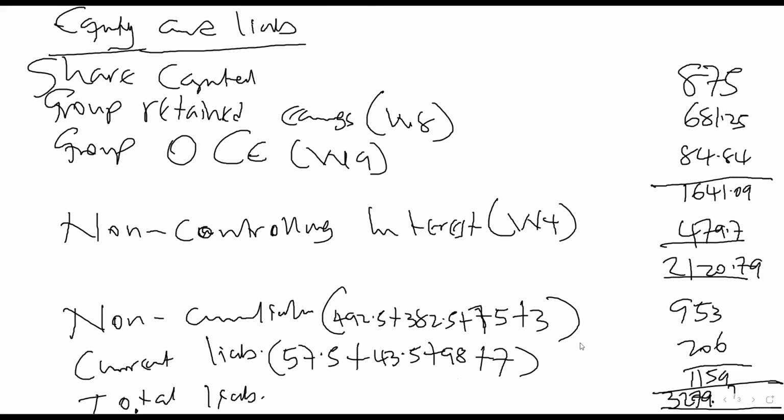Please, the retained earnings. What do you get for retained earnings? Retained earnings was 681.25. Good. That's where the problem is coming from. The addition. Some of the additions were over the bar.